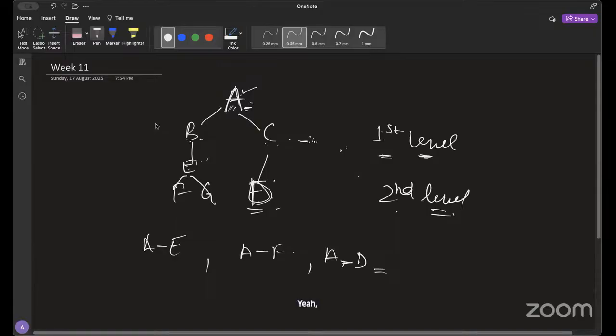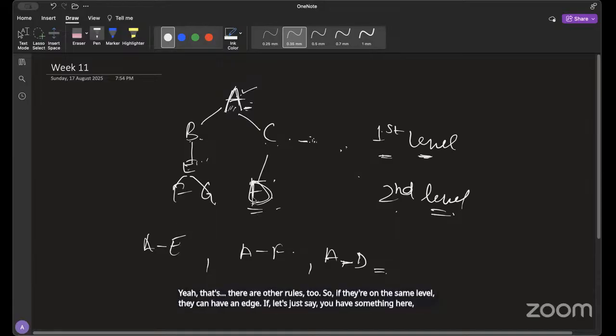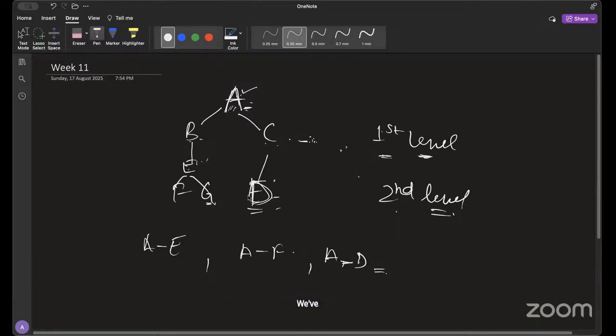There are other rules too. If they're on the same level, they can have an edge. Let's just say you have something here, and then you're asked if D and G have an edge. D and G are not on the same level. This is the second level, this is the third level, but they still can have an edge. D and G can have an edge too. We've discussed it in the summary session. That's why I'm asking you to check them in detail.